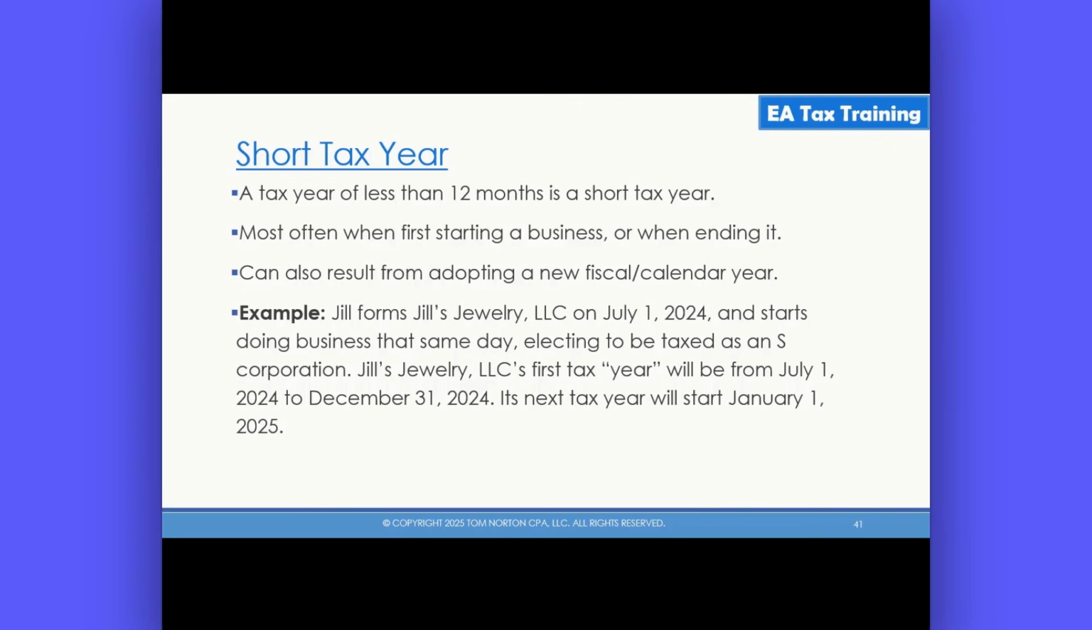But a typical example would be like this: Jill forms Jill's Jewelry LLC on July 1st, 2024, and starts doing business that same day, electing to be taxed as an S corporation. Jill's Jewelry's first tax year will be from July 1st of 2024 to December 31st of 2024. Its next tax year will start on January 1st of 2025. So that first tax year is a short tax year, and this is what we mean by that.